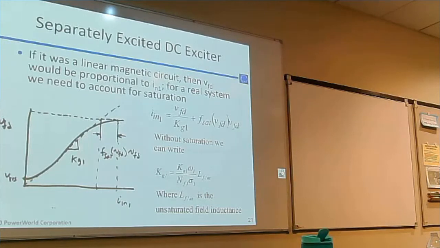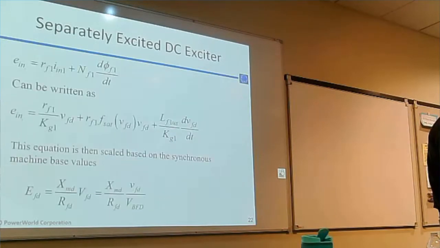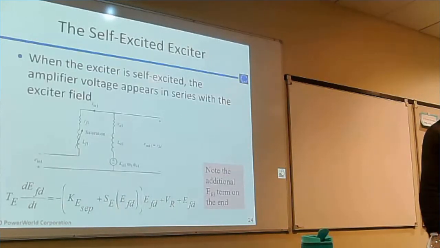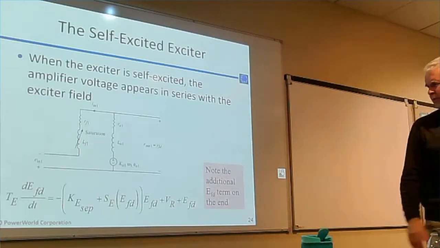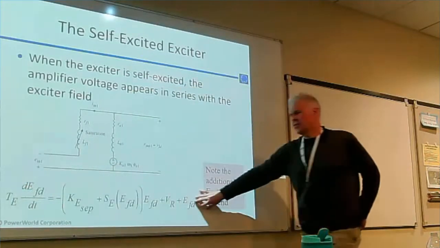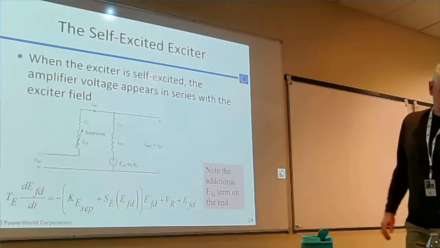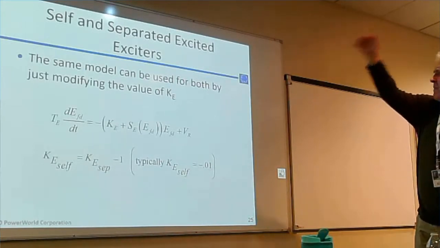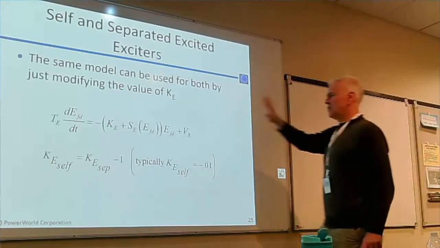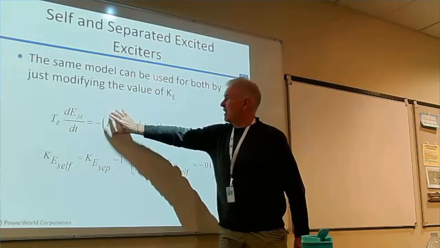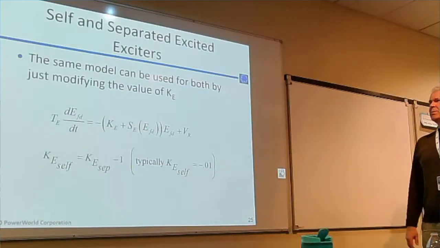Just like we ran into with the machine models, saturation plays a role in an exciter because your exciter, being a DC machine, can saturate, so you have to account for saturation. So you'll see a saturation function there. This continues the derivation through, and this here is the equation that we ultimately are going to represent in the block diagram. The same model can be used for both by just modifying the value of K that appears in this equation here. This K value is going to be different depending upon whether it's a self or separately excited exciter.